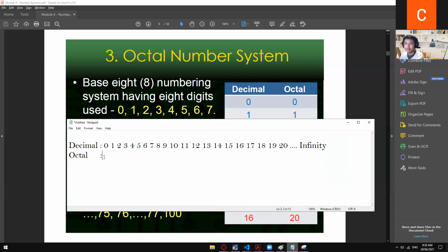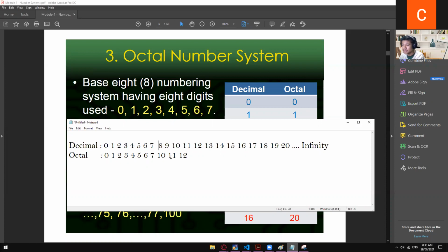But for octal, again, we need to skip 8 and 9. So it's still the same way we count things, it's just that we need to skip 8 and 9. So we'll start with 0, 1, 2, 3, 4, 5, 6, 7. And then we don't have 8 and 9. So the next one right here is 10.